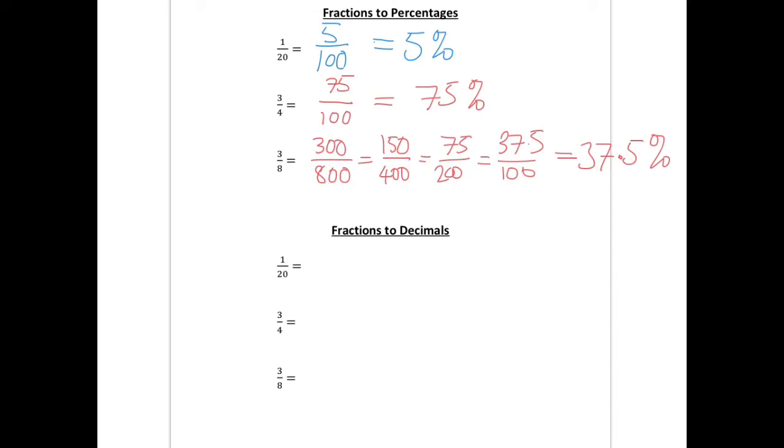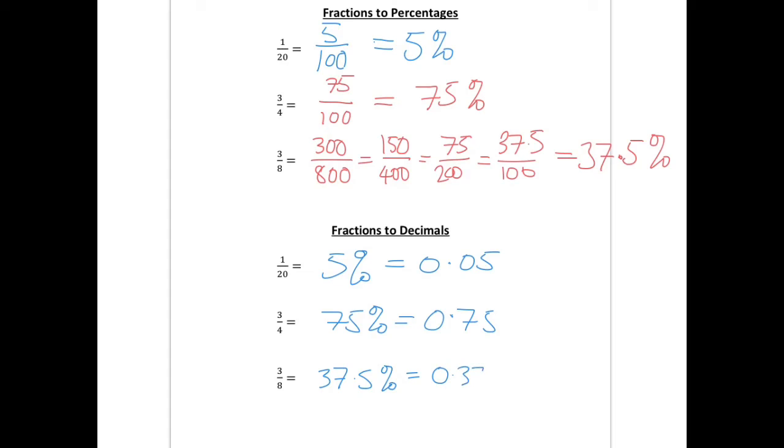We can use this method to turn fractions into decimals as well. So if I've already worked out that 1/20th is 5%, well, turning a percentage into a decimal is dead easy. We just divide by 100. So it's 0.05. 3/4 I know is 75%. And again, turning a percentage into a decimal, we divide by 100, 0.75. And finally, 3/8 we've worked out is 37.5%, which is 0.375.